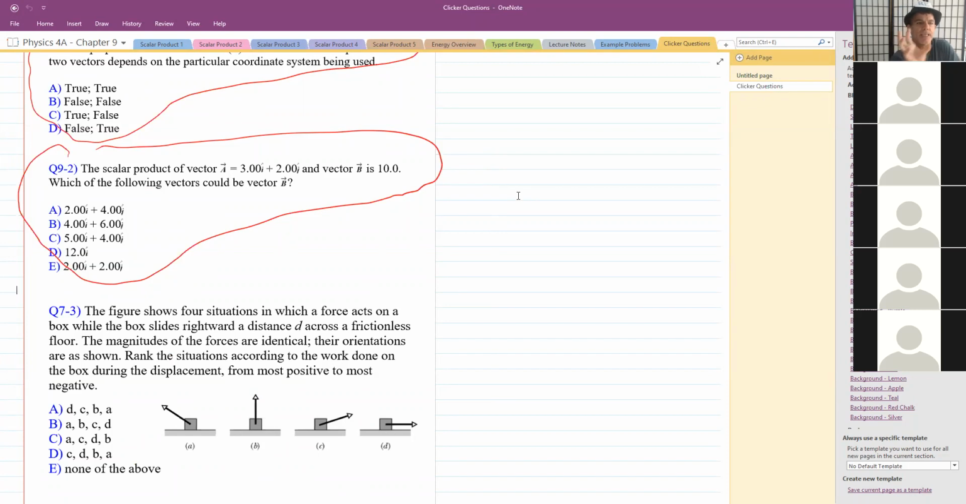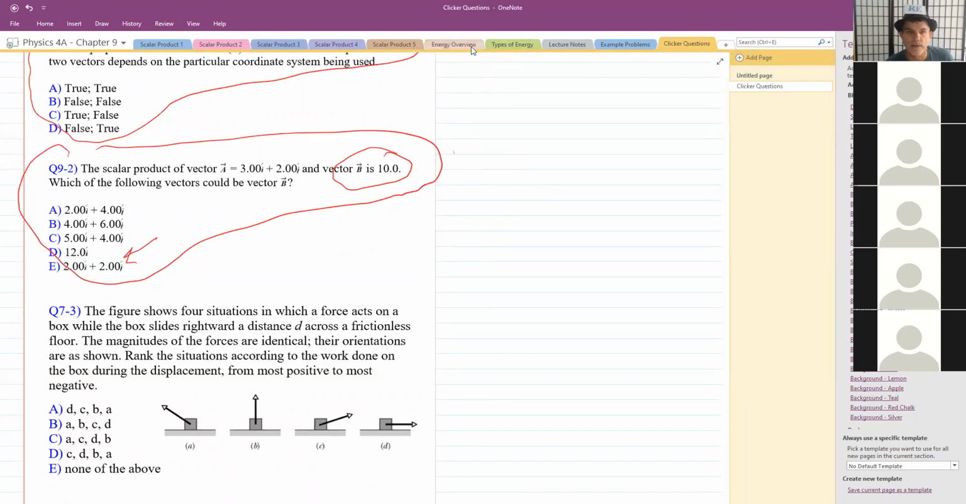So this was just given these 5 possibilities, which of these 5 is going to give me a cross or a scalar product of 10. And in this case, only E would do it. But yeah, you're right. There are multiple possible answers.